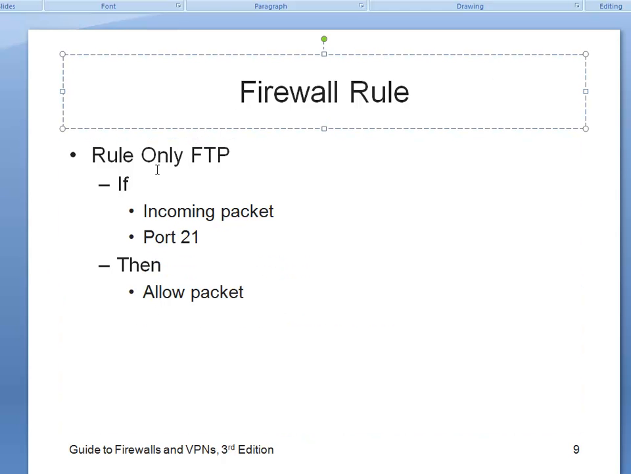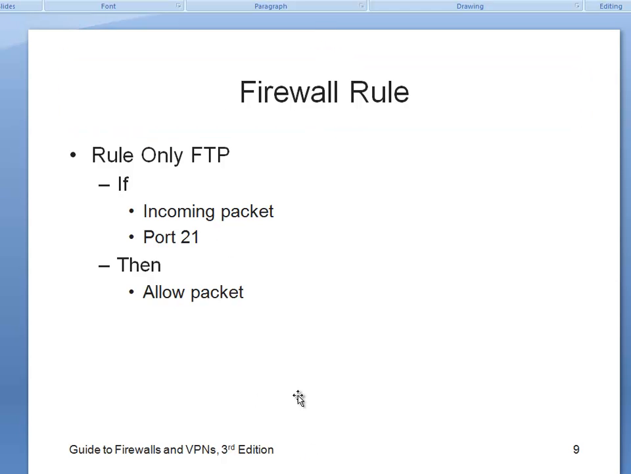Let's say we have a rule for only allowing in FTP packets. So here's a very simple rule that's really not going to get us very far. It's a very general rule, and we'll see why we might want to add further conditions. So here's the if. The conditions are if it's an incoming packet and it's over port 21, which is FTP, then we're going to allow in the packet.